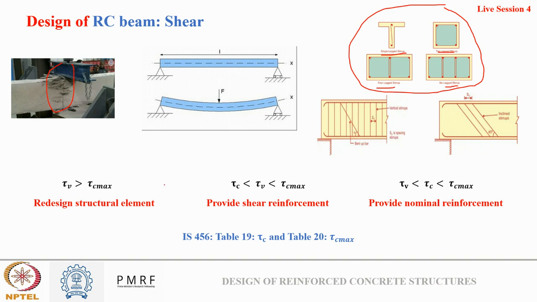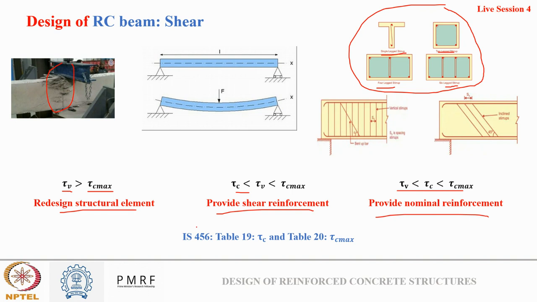And we saw three conditions. If the shear stress that is acting is more than tau c max, then we need to redesign the structure. If it is less than tau c max but more than the shear resistance that concrete can offer, we provide shear reinforcement, and if it is less than both, then we provide nominal reinforcement.